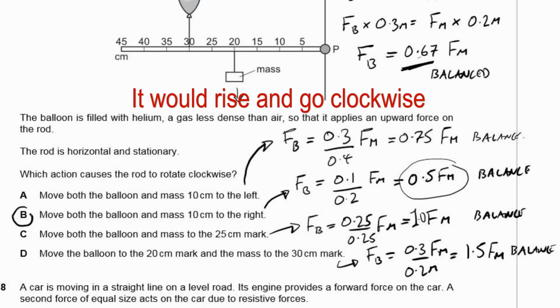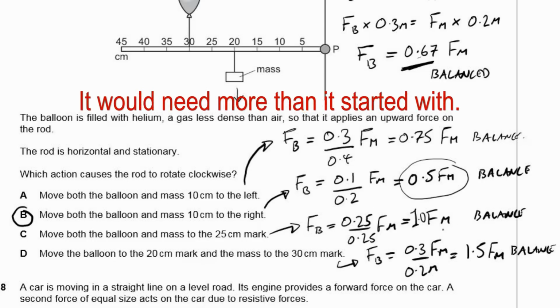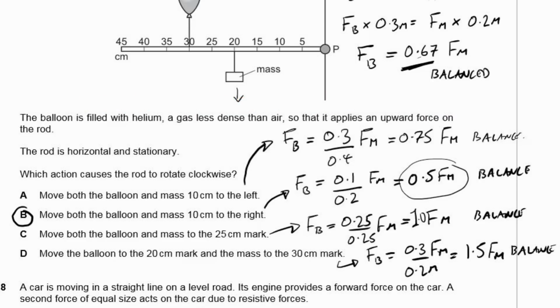B. If we look at C, we need to produce a force equal to the value of the force from the mass just to balance. And from D, it'd have to be 1.5 times the force from the mass just to balance. There we are, so the only one it can be is B in that case.